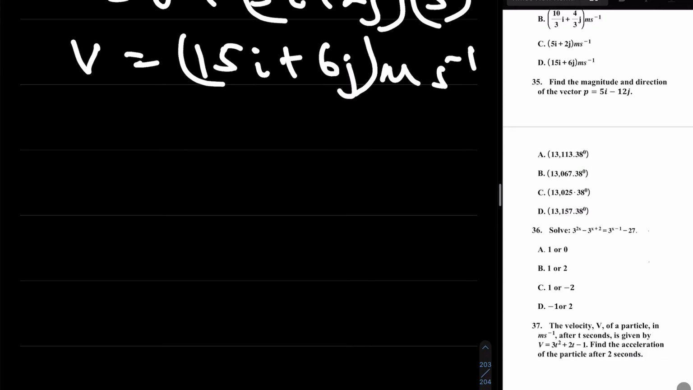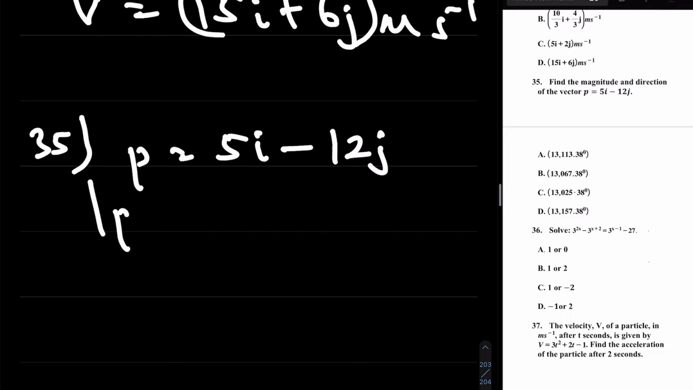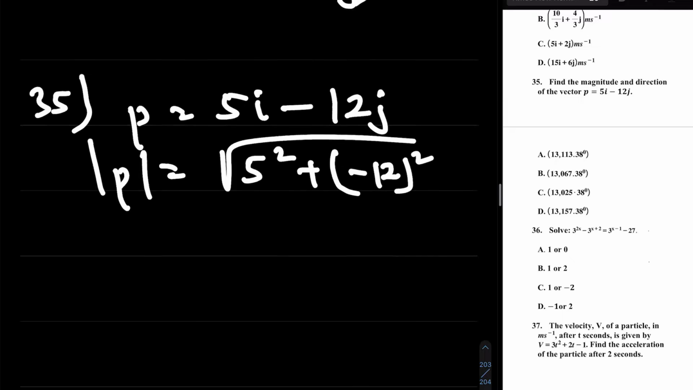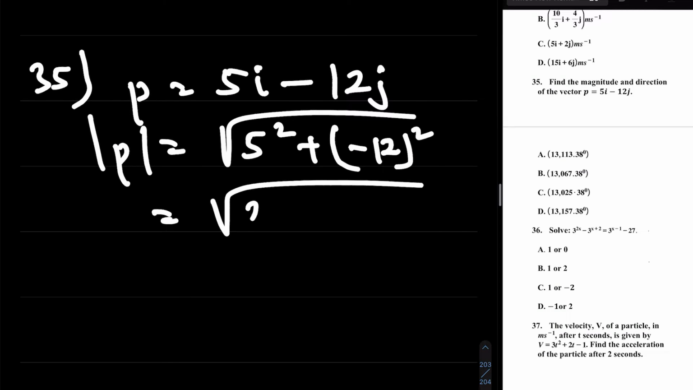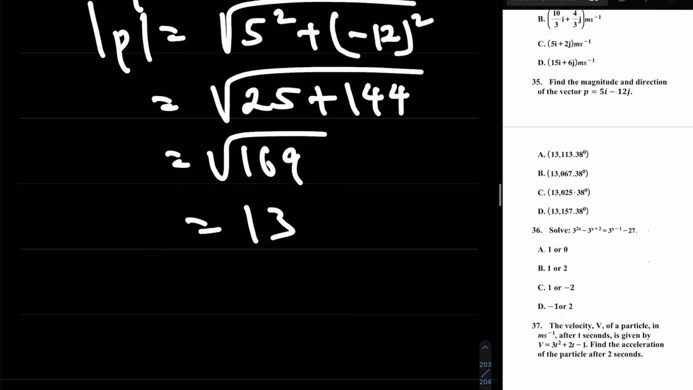We go straight to the next, which is number 35. Find the magnitude and direction of the vector P equals 5i minus 12j. The magnitude is the same as the modulus of P, and that's the square root of 5 squared plus (minus 12) squared, which simply means the square root of 25 plus 144, and that's the square root of 169, which is 13.